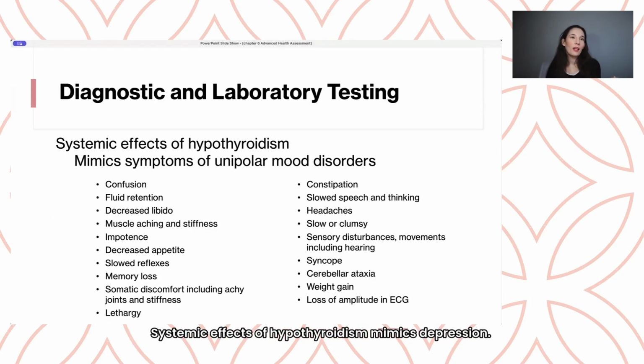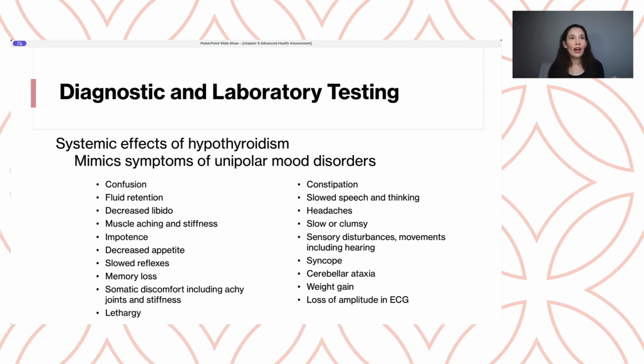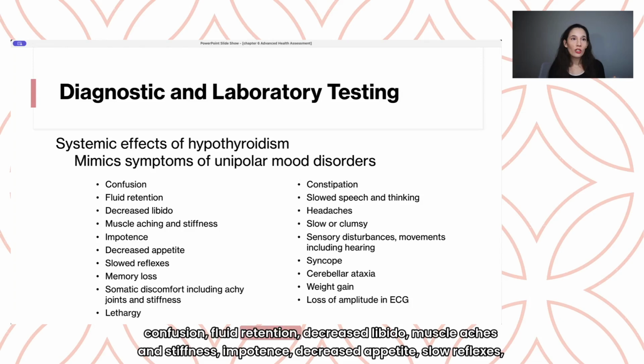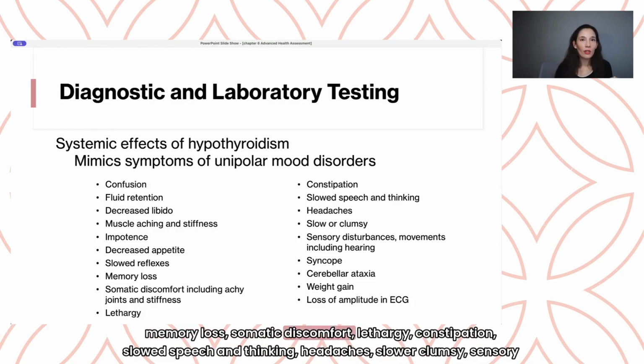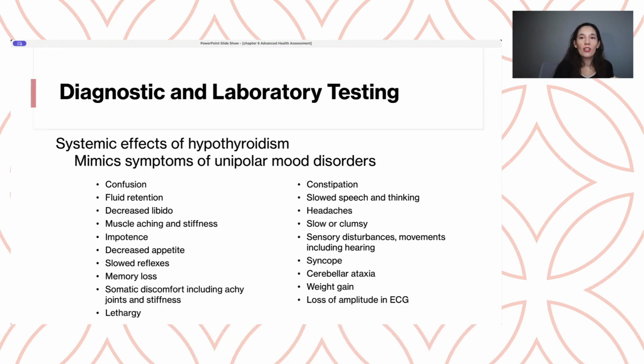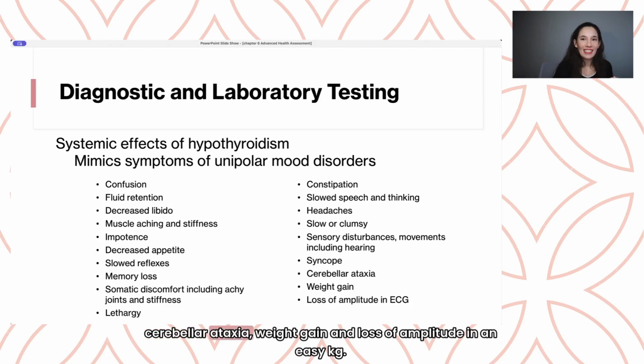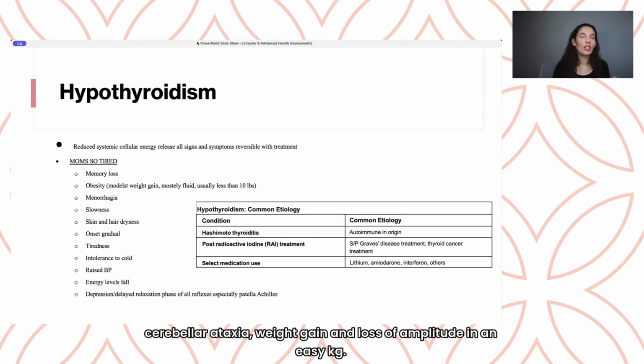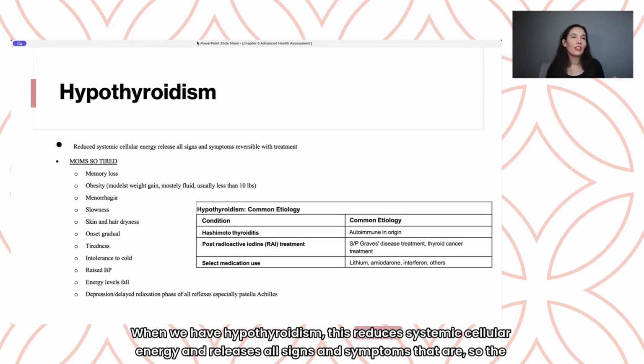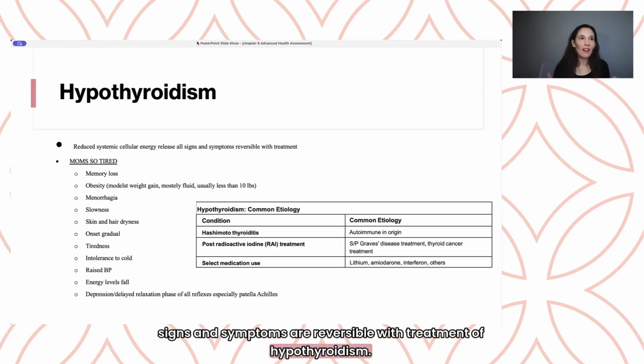Systemic effects of hypothyroidism mimic depression. So confusion, fluid retention, decreased libido, muscle aches and stiffness, impotence, decreased appetite, slowed reflexes, memory loss, somatic discomfort, lethargy, constipation, slowed speech and thinking, headaches, clumsiness, sensory disturbances, syncope, cerebellar ataxia, weight gain, and loss of amplitude in an EKG. When we have hypothyroidism, this reduces systemic cellular energy and causes all these signs and symptoms. The signs and symptoms are reversible with treatment of hypothyroidism.